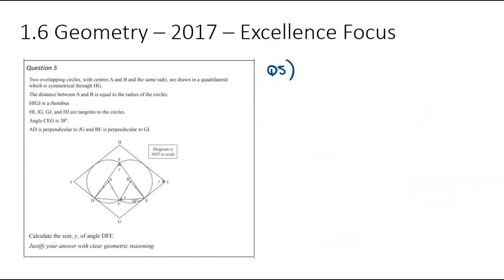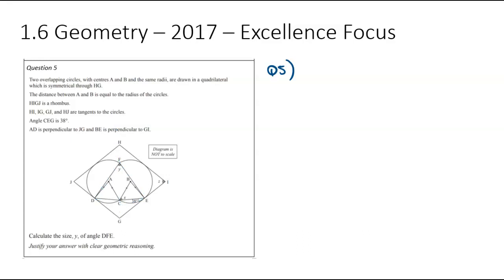Got a whole lot of information here. You might have seen this diagram from the previous questions as well. But we've got 2 overlapping circles, so that's those over there, and they've got the centers A and B. And they are drawn in a quadrilateral which is symmetrical through H3. So that's a quadrilateral there, and it's symmetrical down the middle.